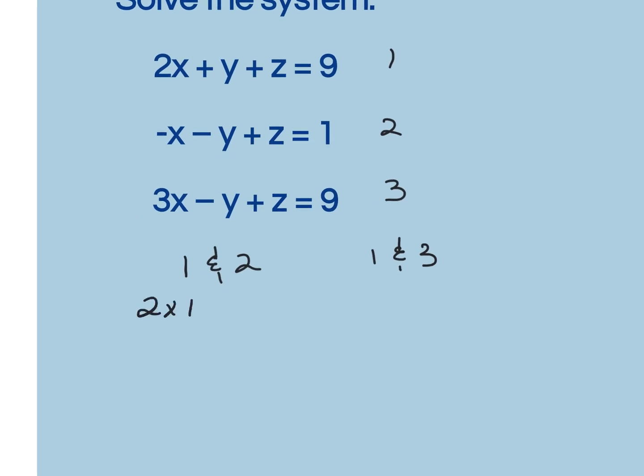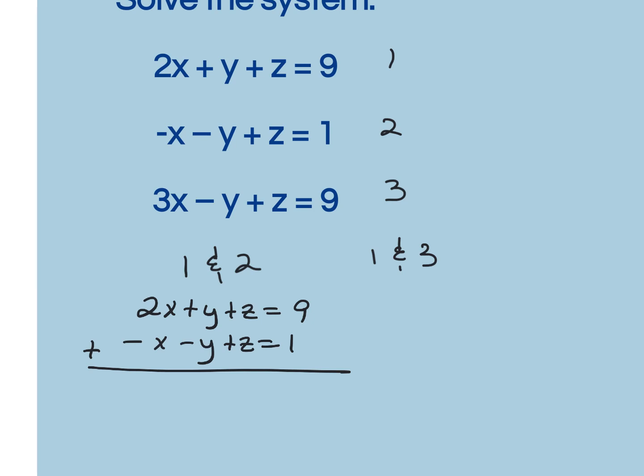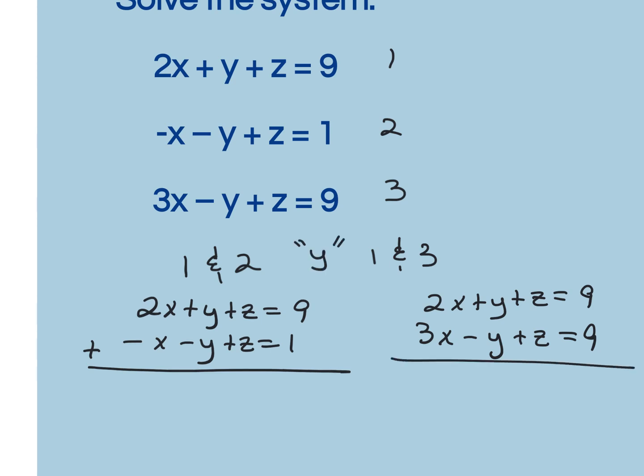So equation 1, let me write it down, and then I'm going to put equation 2 right underneath it. I could rewrite the 1 and 3 also, and then I'll add them. So equation 1, equation 3. When we do this, we're eliminating y, getting rid of the y out of both equations.